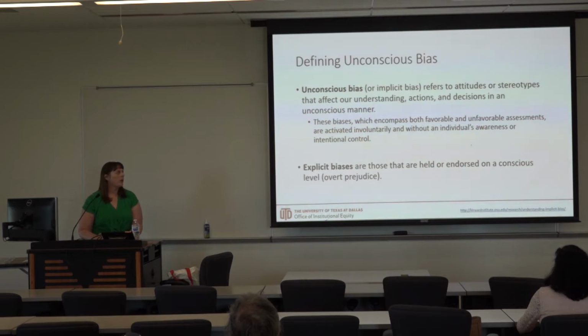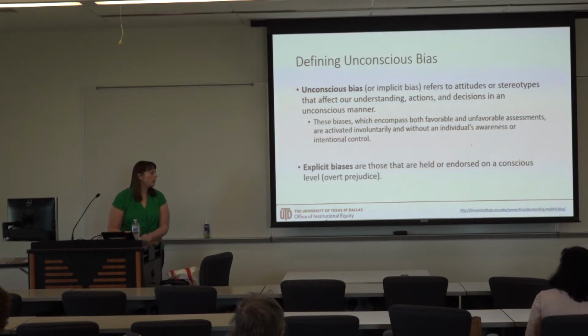So first, what is unconscious bias? Unconscious bias, which is also known as implicit bias, refers to attitudes or stereotypes that affect our understanding, our actions, our decisions, and that's happening on an unconscious level, meaning that we're not aware of those biases that we hold. They can include things that are both favorable assumptions and unfavorable assumptions. And the opposite of that would be explicit biases, which are your consciously held beliefs, choices, attitudes, etc.